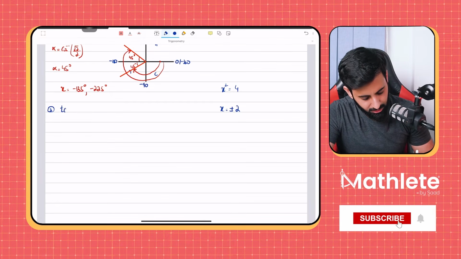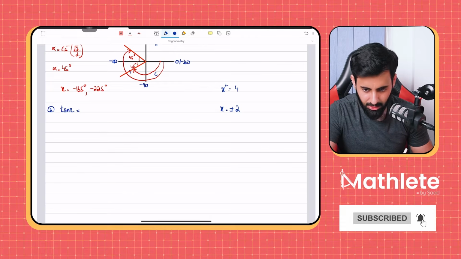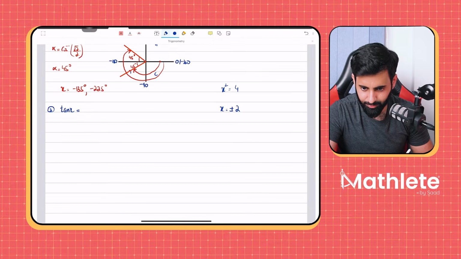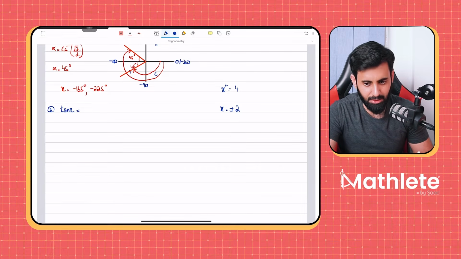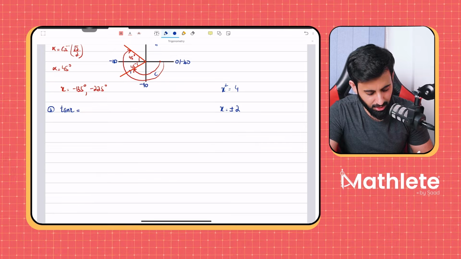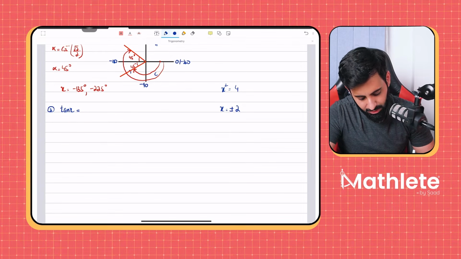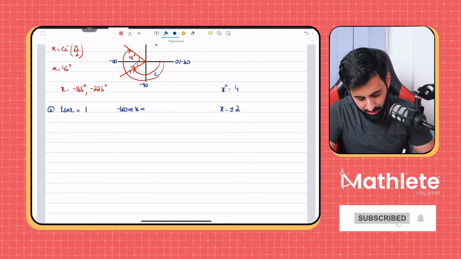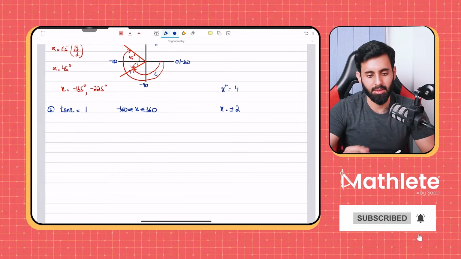Okay, one more question. Tan x is equal to... Yeah, that's what I'm getting to, Nayan. I couldn't have done that immediately. We're getting there step by step. Okay, tan x is equal to 1, and the range of x is minus 360 to 360.